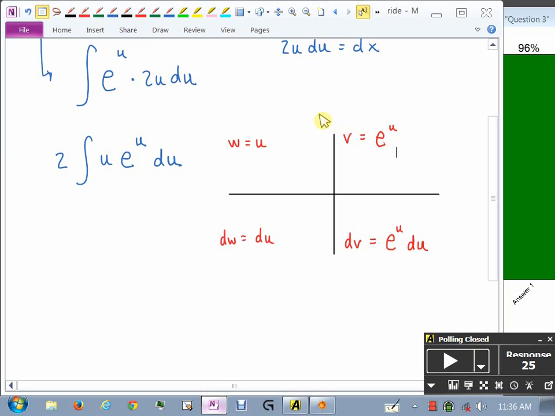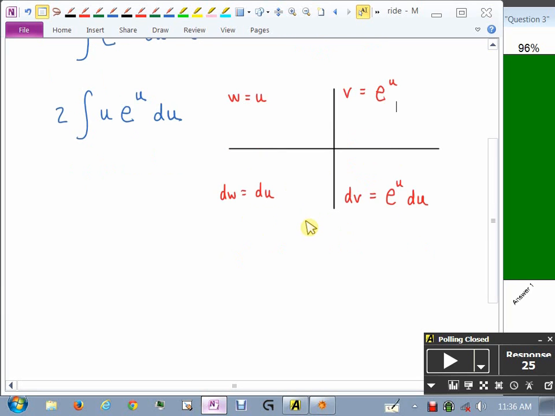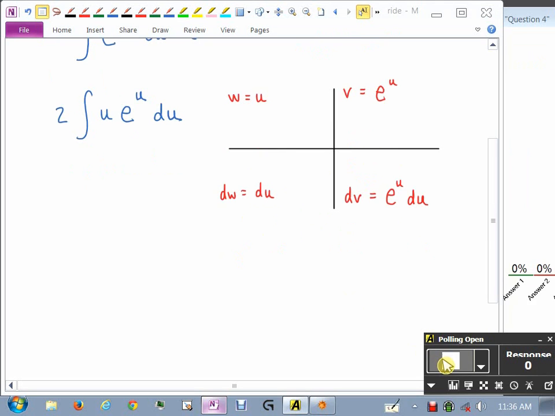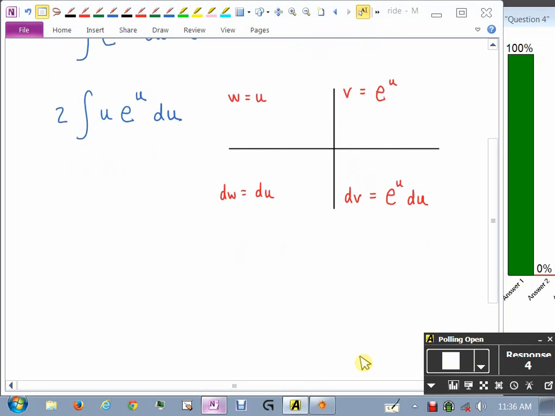And this is what I was talking about earlier. When you're going to write the formula, you don't want to look at it as ultraviolet anymore, right? It's not the same thing. It's wv minus the integral of v dw. So if you just understand the pattern in the table, it's a little easier to apply it when you change letters. I hope that makes sense. Let's see if that makes sense. Yay or nay?